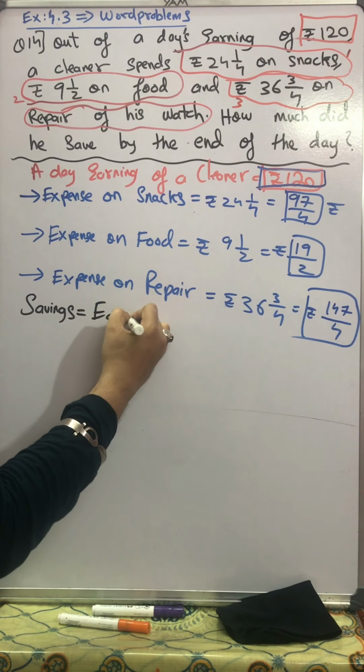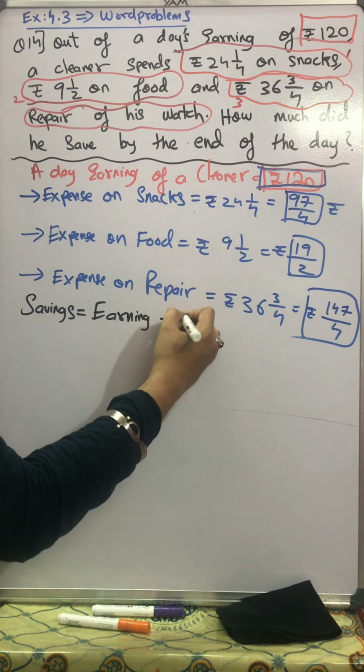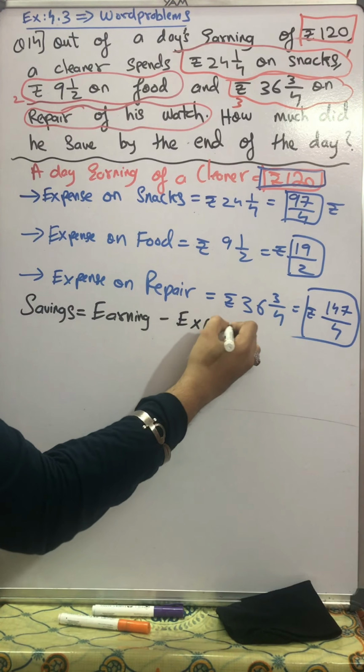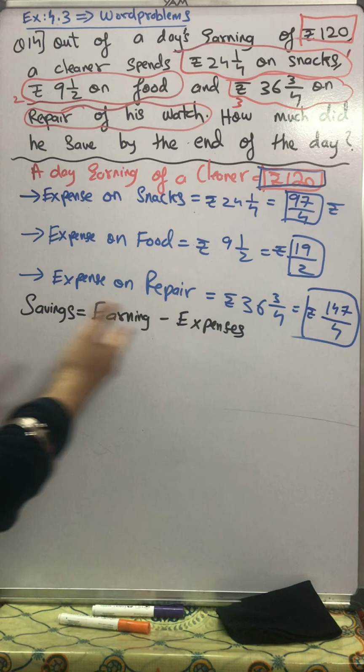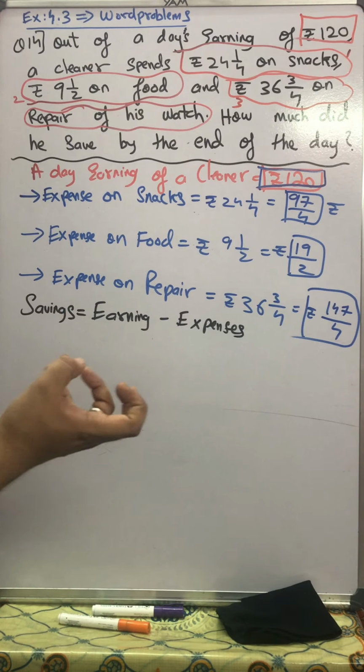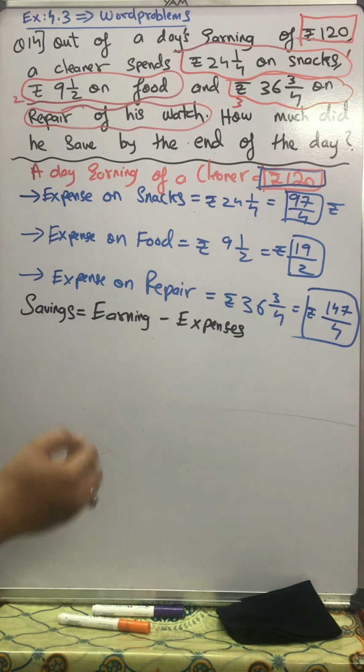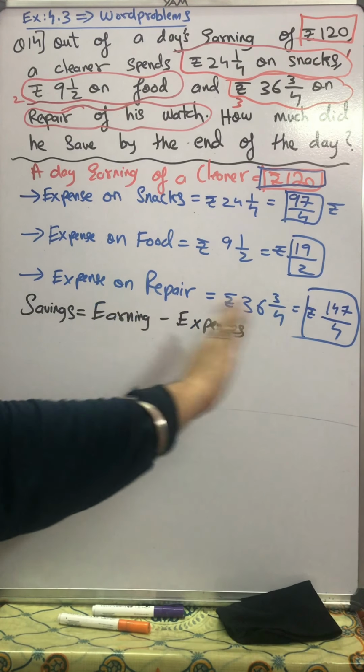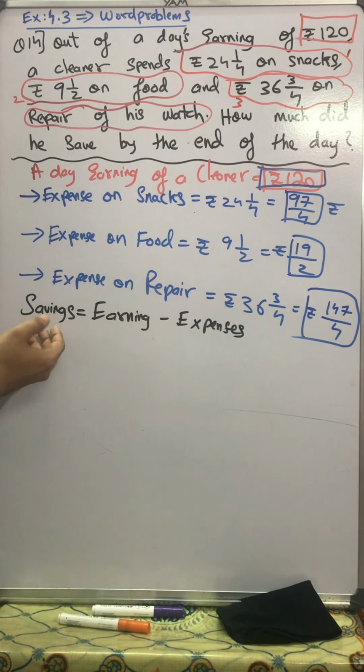Earnings minus expenses. It's a very obvious thing that if you want to save anything, how can we save? From the earning, whatever expenses we do, the remaining part is called saving. Simple. Okay, so we need to find saving.